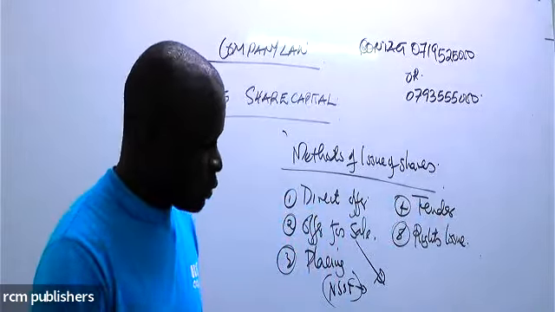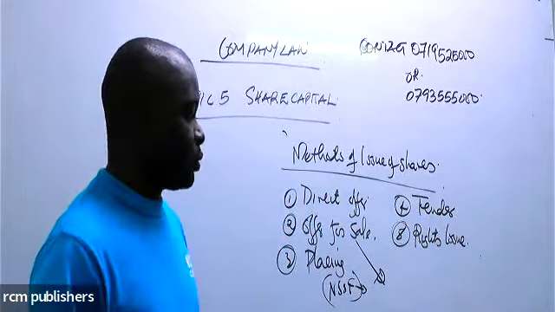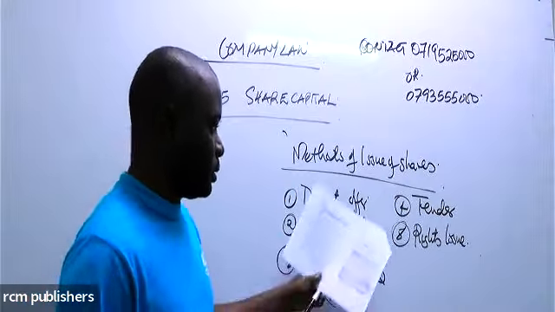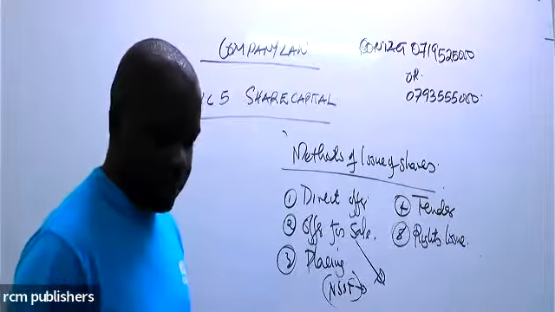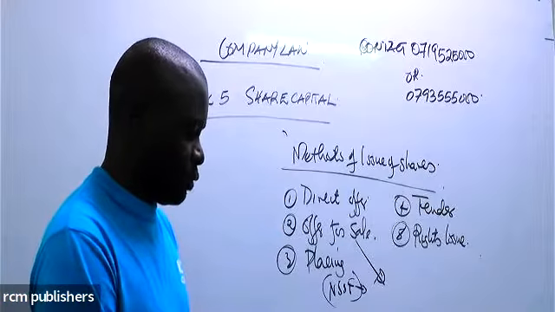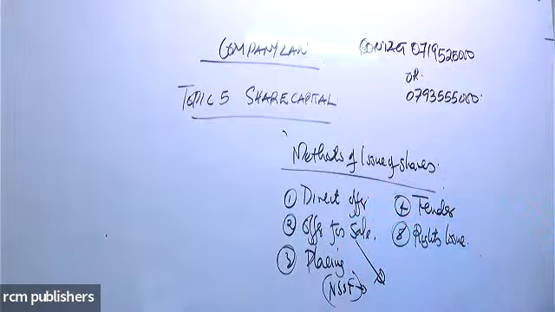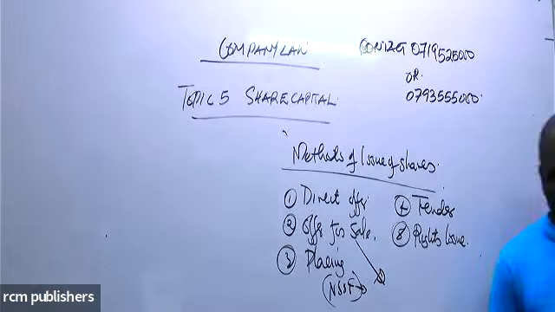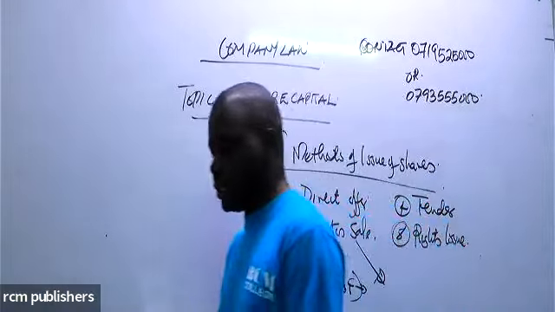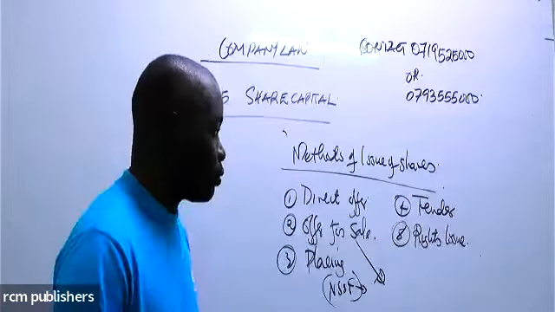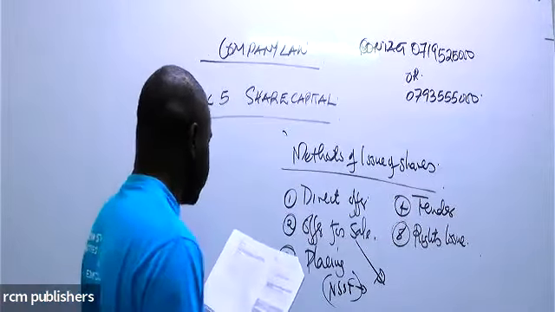So those are the methods, so don't forget about them. These ones can be tested. When you see the notes where I've been able to highlight, that is very key. The methods of issue of shares are tested; they put there 8 marks. Explain 4 methods of issue of shares.